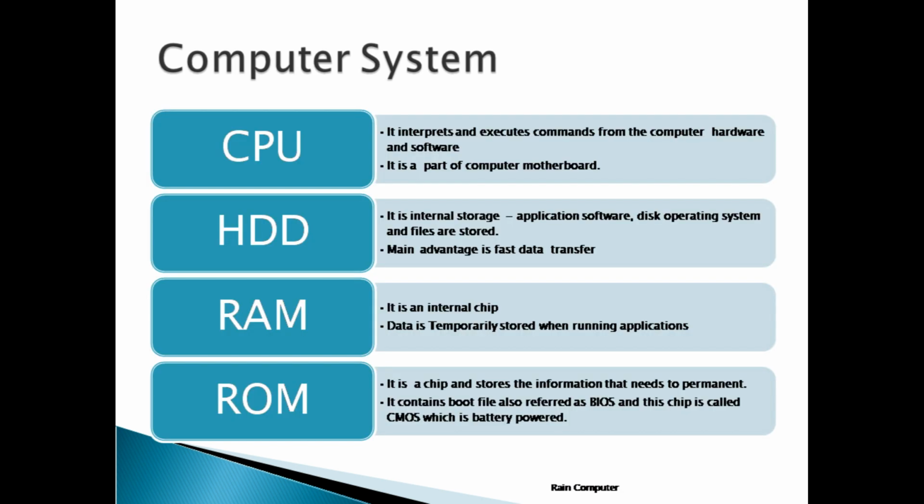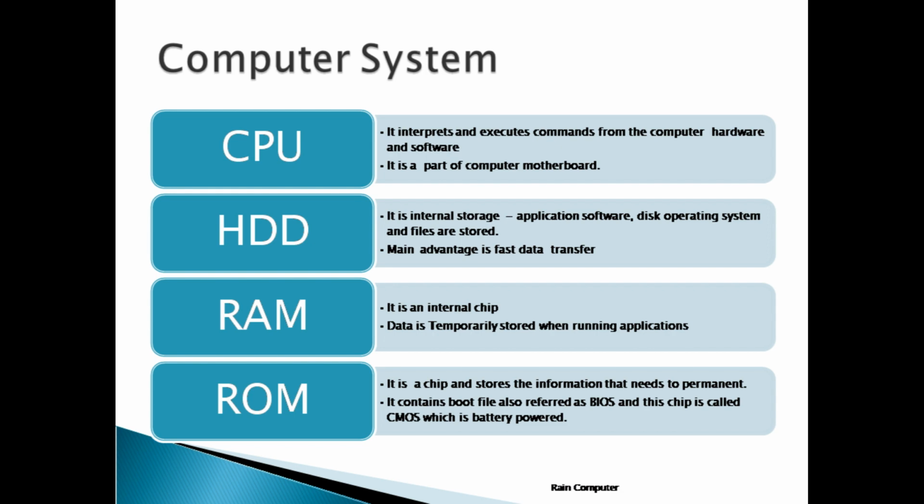The CPU interprets and executes commands from the computer hardware and software. It is a part of the computer motherboard. The hard disk drive is an internal storage. It stores application software, the disk operating system, and other files. The main advantage of the HDD is fast data transfer.